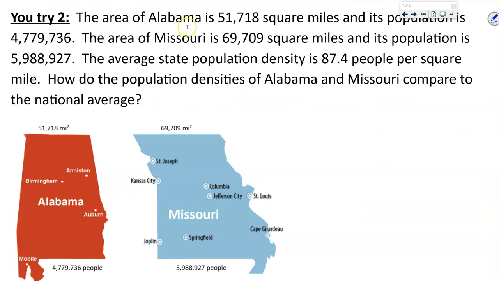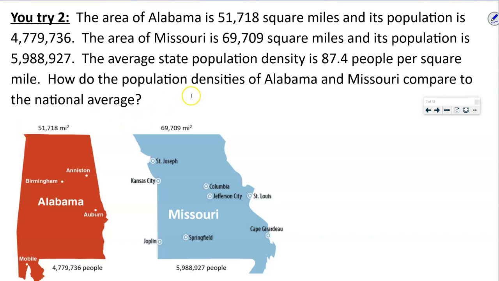It says the area of Alabama is 51,718 square miles, and its population is 4,779,736. The area of Missouri is 69,709 square miles, and its population is 5,988,927. The average state population density is 87.4 people per square mile. How do the population densities of Alabama and Missouri compare to the national average?